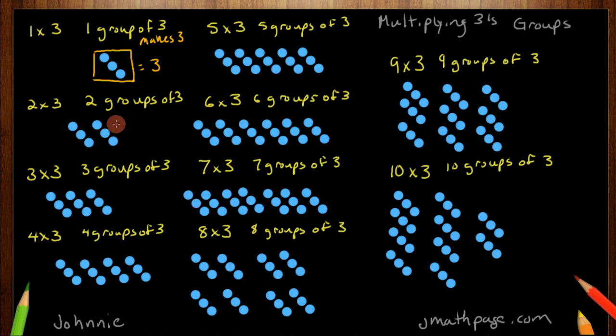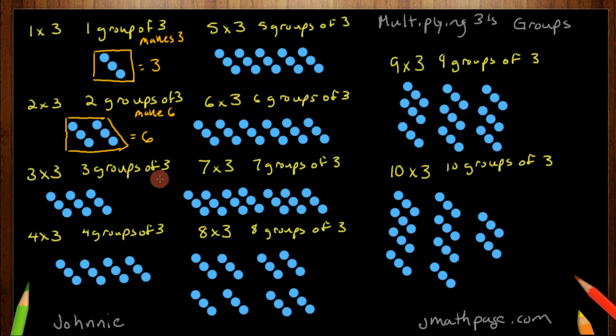What about two groups of 3? Well, I've got 1, 2, 3, 4, 5, 6 in this group, but I could count it differently, couldn't I? I could count it as 3 and 3 more. 3 and 3 more gives us 6. So we can say two groups of 3 make 6. We could also say that 2 times 3 equals 6.